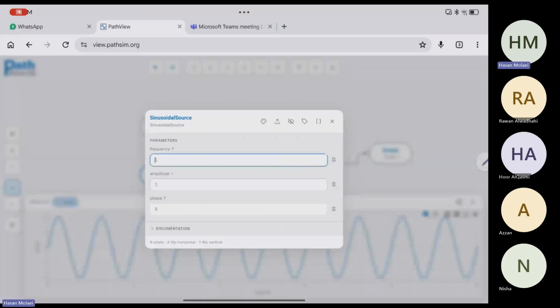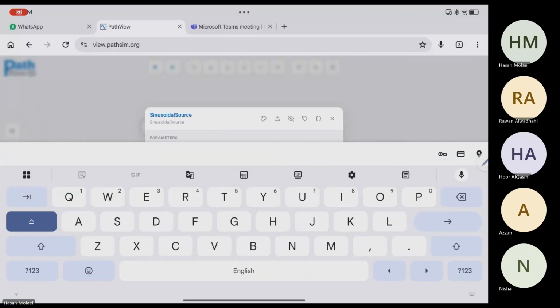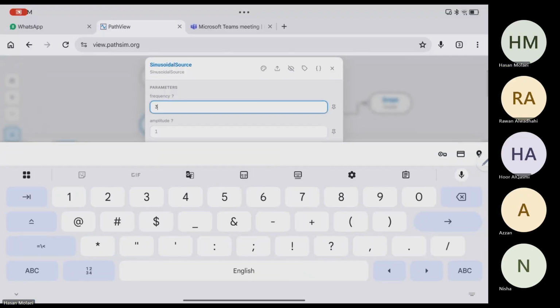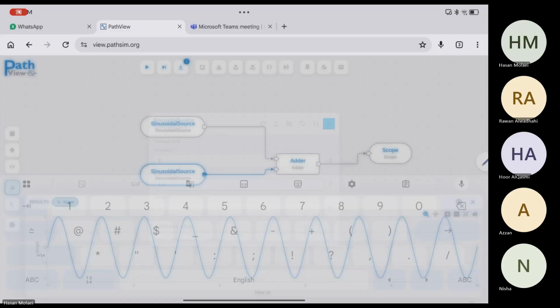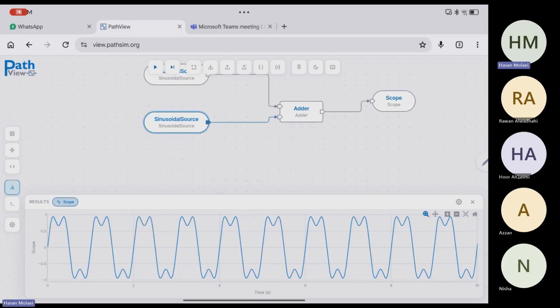If I apply frequency to 3 Hertz and amplitude to 1/3, it's a bit closer to a square wave. For the next one, what should I add?